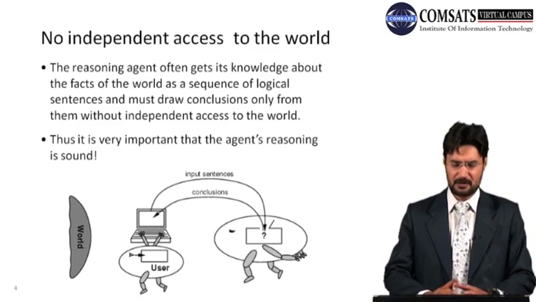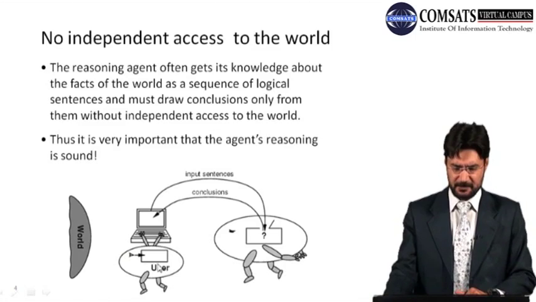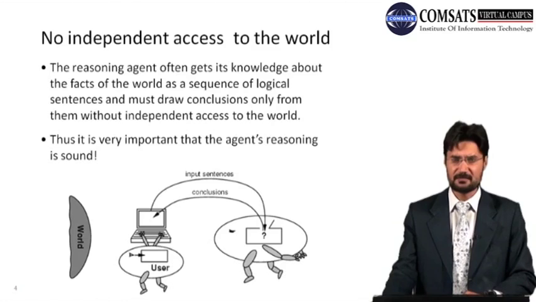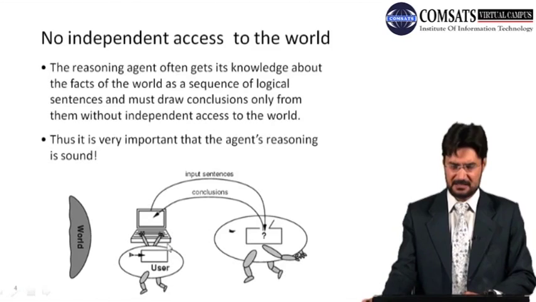So here we have a world and a user giving sentences, which is actually knowledge to the agent, and then the agent can draw conclusions out of it and see what the actual meaning of the sentence is. If it is complete, and the agent can do this very easily, then we can say that this method we are using for the knowledge base works, and we can make a knowledge base using the same structure.